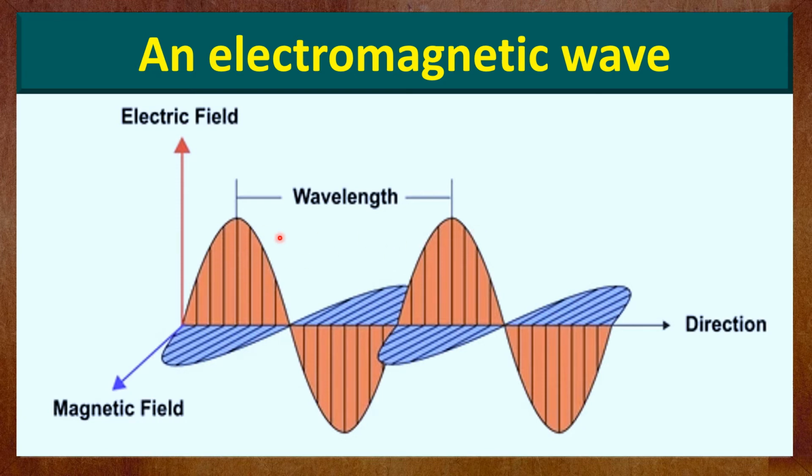peaks, two consecutive crests, is called the wavelength. From here to here it is wavelength. You can take from here to here also, it is wavelength, or you can take from here to here, or here to here. This is called the wavelength. And different waves have different wavelengths.